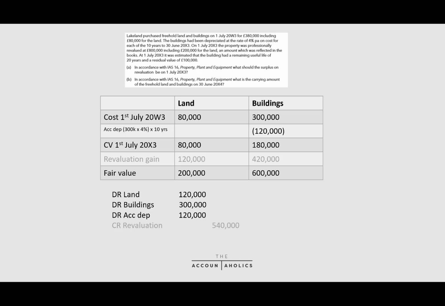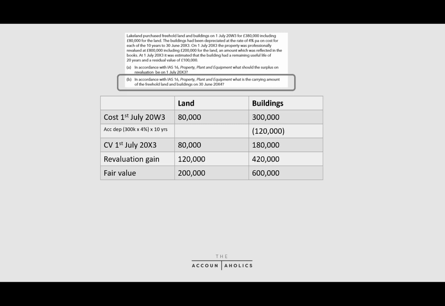Now, we have indeed answered the first part of this question, which is what the balance on the surplus would be at 1st of July 20x3. That is 540,000. Now, the second part of this question is getting us to derive the carrying value at the end of the current year, being 30th of June 20x4, which basically means we need to depreciate the buildings. So depreciating the buildings now based on the new estimates they've given us.